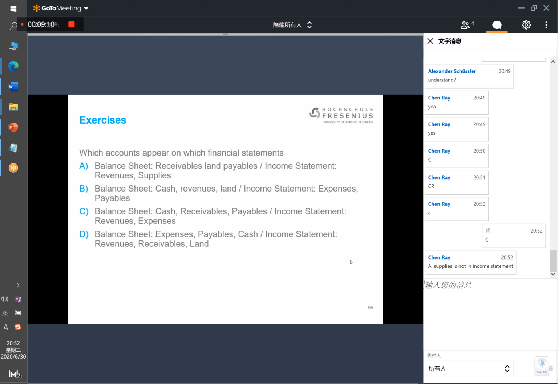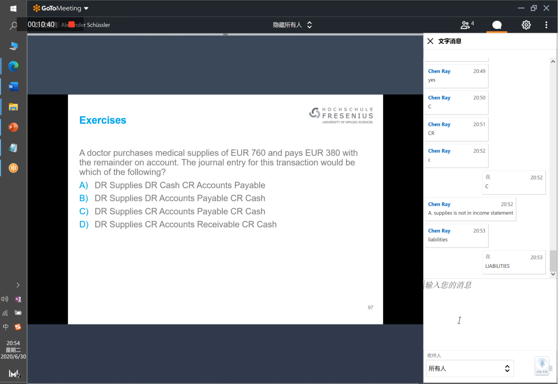Next one. A doctor purchases medical supplies of 760 and pays euros 380 with the remainder on account. The journal entry for this transaction would be which of the following? Have a look. What do we have to debit? What do we have to credit? What is debit and what is credit? Which of the answers is correct?